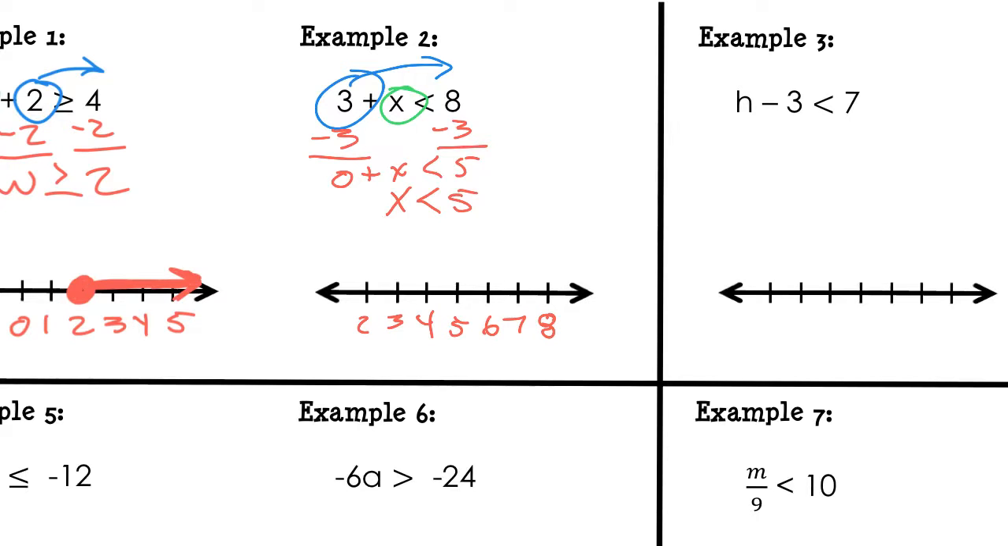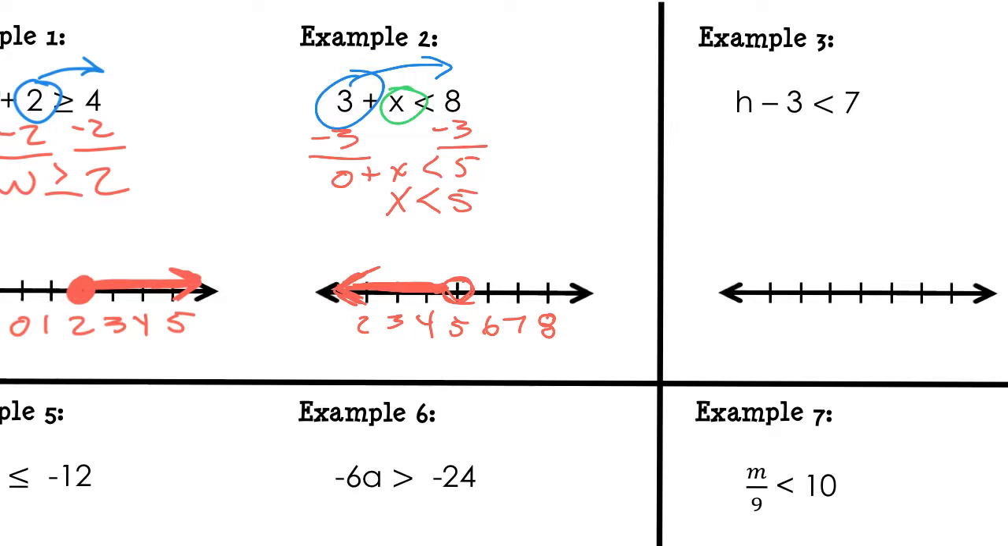Okay. And I said that it is less than 5, so it's not equal to 5. So I'm not going to fill it in. I'm just going to make this circle. And then I'm going to draw my little arrow. It's saying less than, so I'm going to head in the negative direction. So it's something less than 5. And that's how I'm plotting it on our number line.